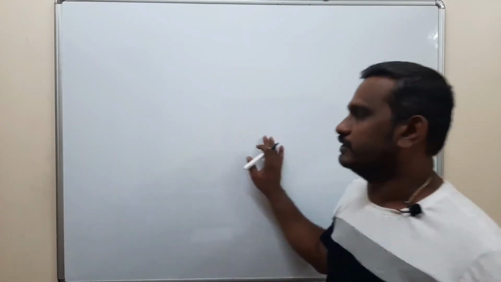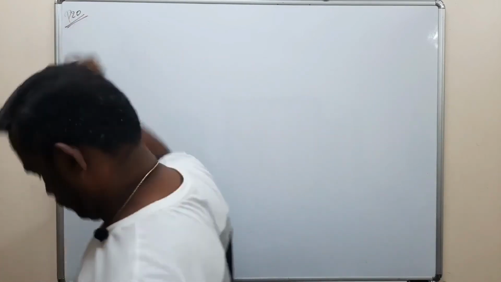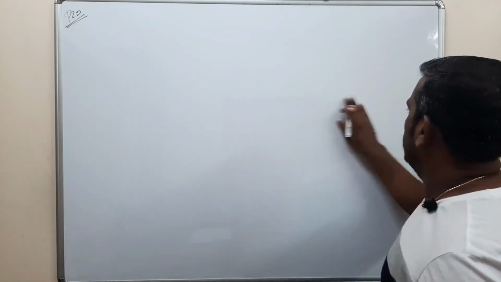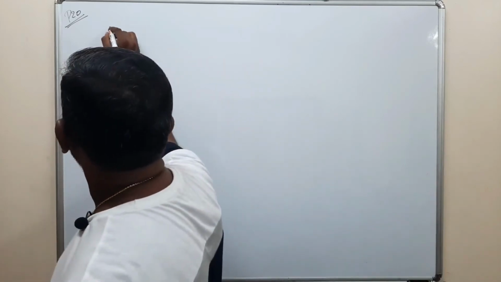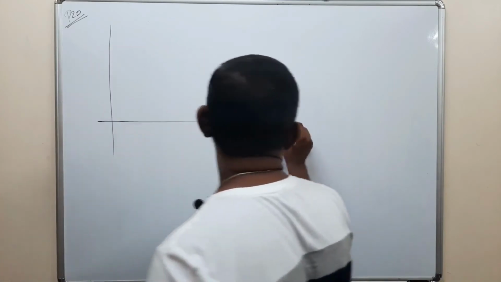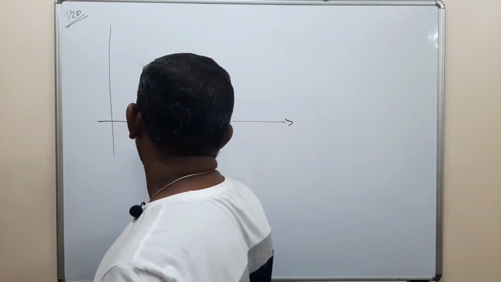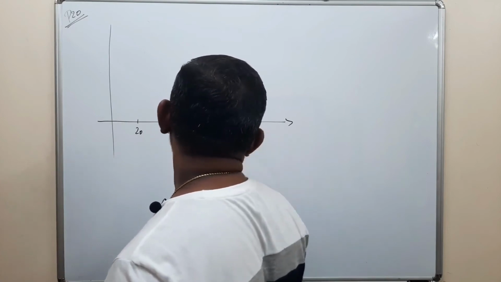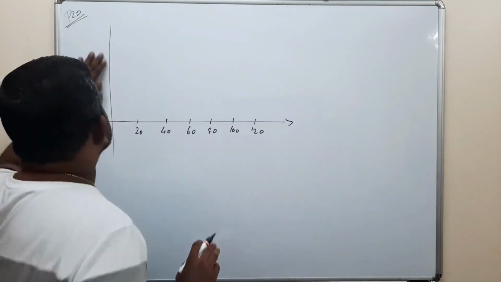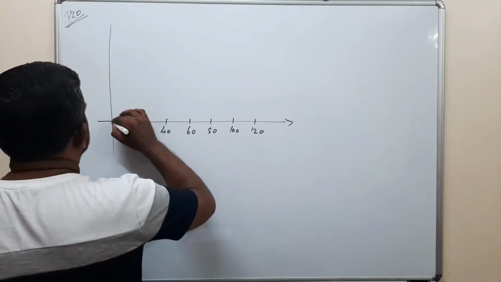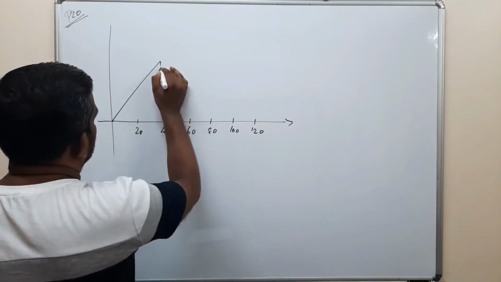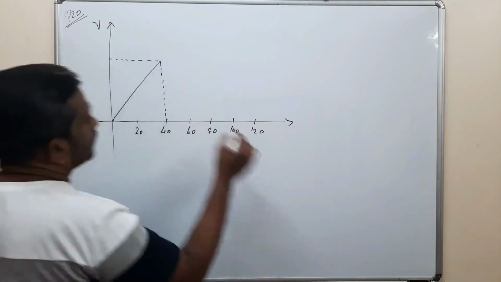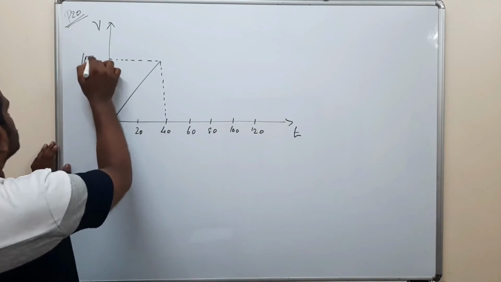A rocket is projected vertically upwards. That is the 20th problem. The velocity time graph of the rocket is given, with time marked 20, 40, 60, 80, 120, and the maximum velocity is 1000 meter per second.